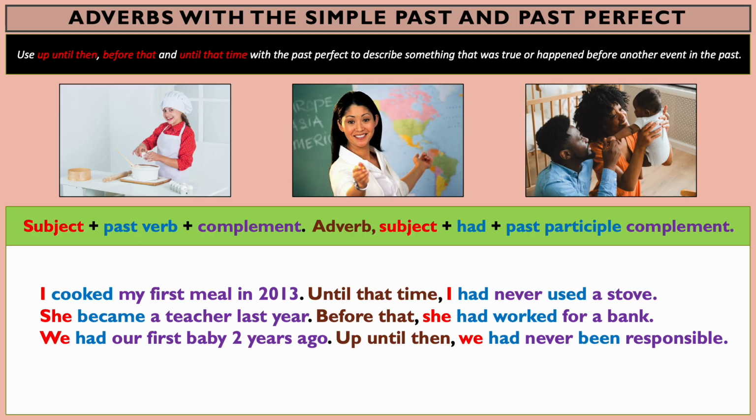Use up until then, before that, and until that time with the past perfect to describe something that was true or happened before another event in the past. For this, you need a subject plus a past verb plus a complement plus a period. After that, you need an adverb. In this case, the adverbs are going to be up until then, before that, and until that time, plus had, plus the past participle, plus the complement. In this case, we have example number one.